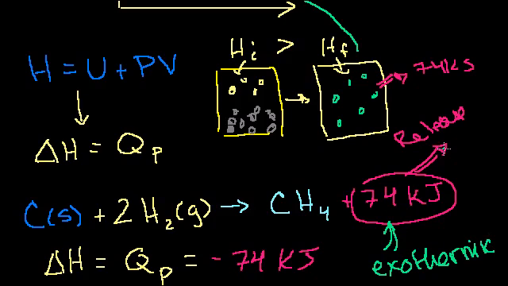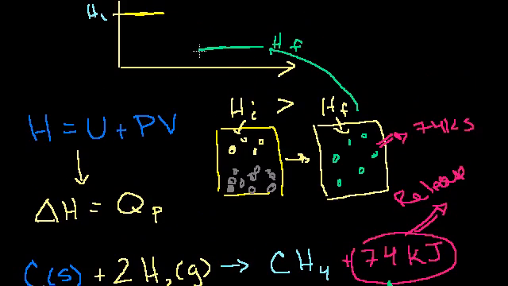Now, if you want to go the other way, let's say we wanted to go from methane and go back to its elements, you have to add heat into the reaction. If you wanted to go backwards through this reaction, go upwards, you would have to add that heat content to get that positive delta H, and then you would have an endothermic reaction. So if a reaction releases energy, it's exothermic. If a reaction needs energy to occur, it's endothermic.